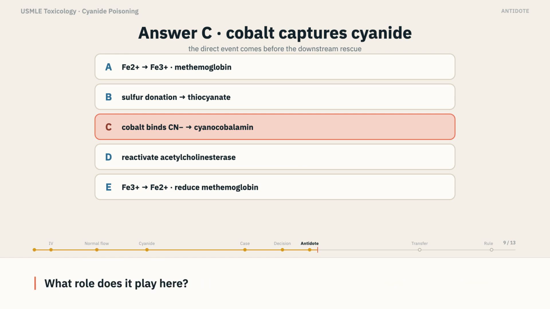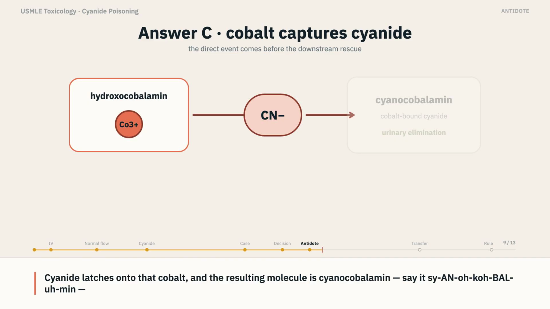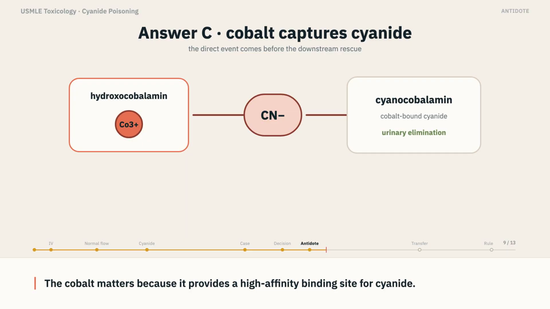What role does it play here? Antidote, and specifically a binder, not a repair enzyme. And who is it related to? Directly to cyanide, the free cyanide circulating in the patient. The event itself, the cobalt center, coordinates the cyanide ion. Cyanide latches onto that cobalt, and the resulting molecule is cyanocobalamin, which is a form of vitamin B12, relatively non-toxic, and cleared in the urine. The cobalt matters because it provides a high-affinity binding site for cyanide.